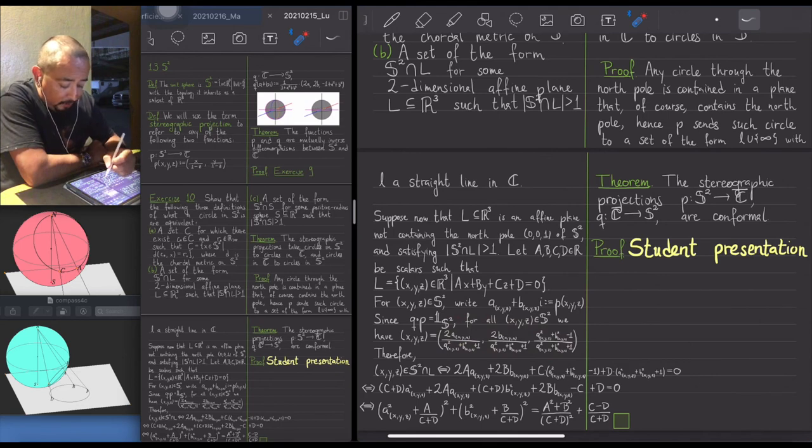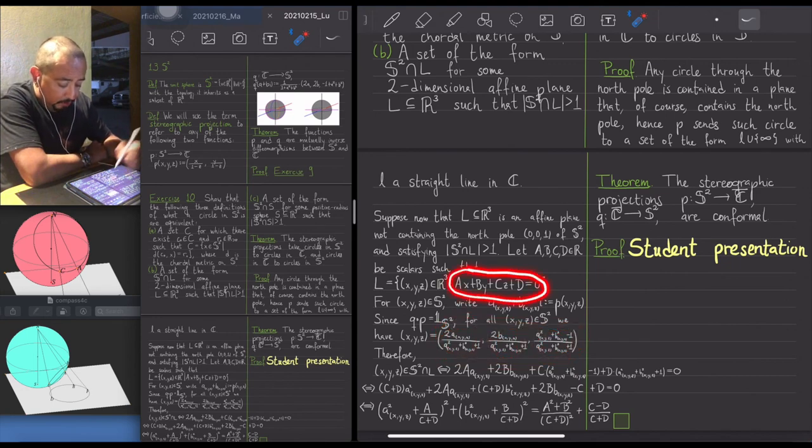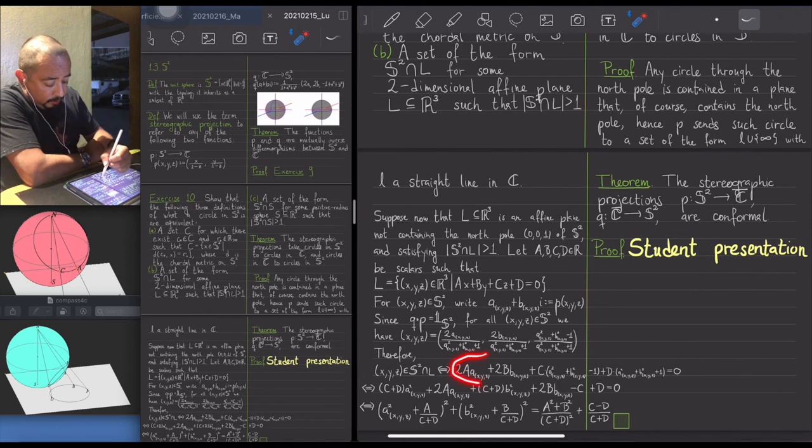And this can be done for any point different from the North Pole, right? So this equality holds for any point in the unit sphere different from the North Pole. Okay, and now for such a point, it belongs to our given circle if and only if it belongs to the plane, if and only if these three coordinates satisfy the linear equation defining the plane, which can be written this way.